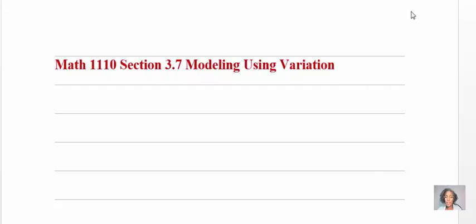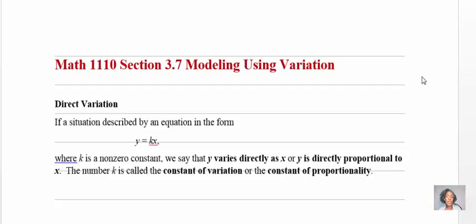Let's look at section 3.7 where we're looking at modeling using variation. The first type of variation we want to look at is direct variation. And this type of situation is described by an equation in the form y equals kx, where k is a non-zero constant. We say that y varies directly as x, or y is directly proportional to x. The number k is called the constant of variation or the constant of proportionality.